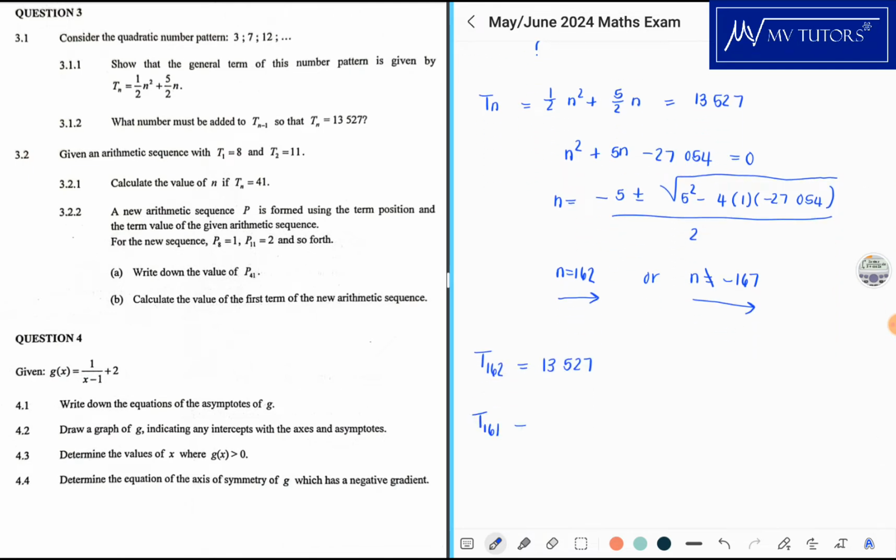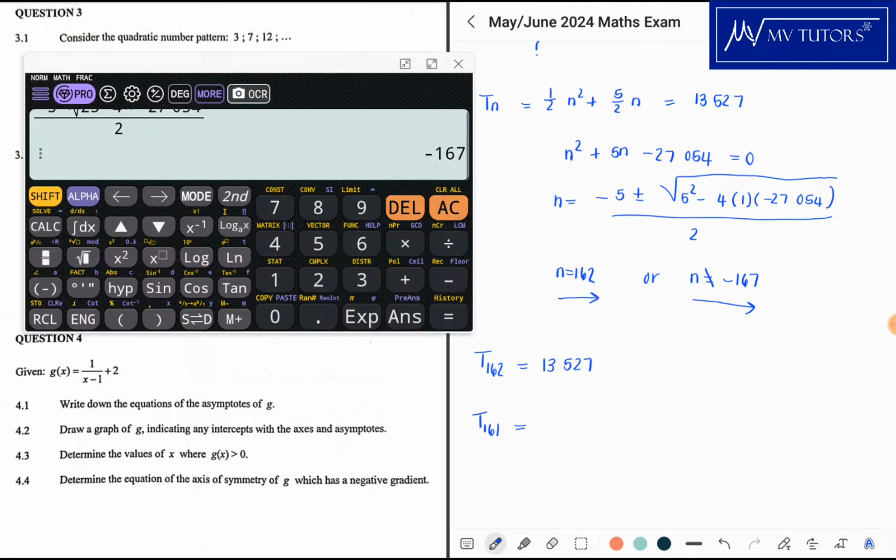So T161. What would T161 be? So let's go to our formula. A half n squared plus 2.5n. Alright, so we get 13,363. And what is the term?